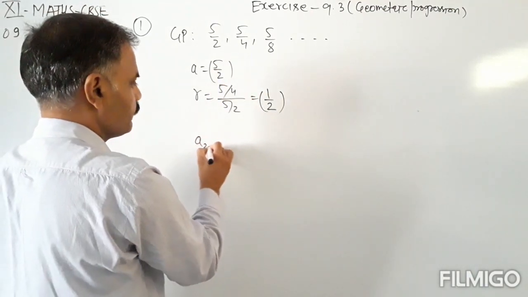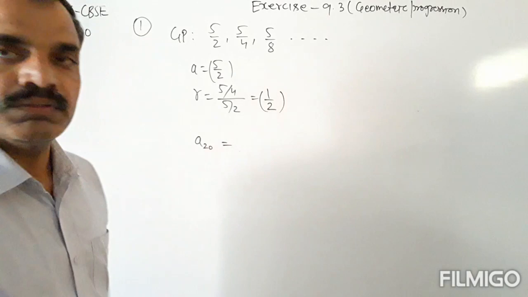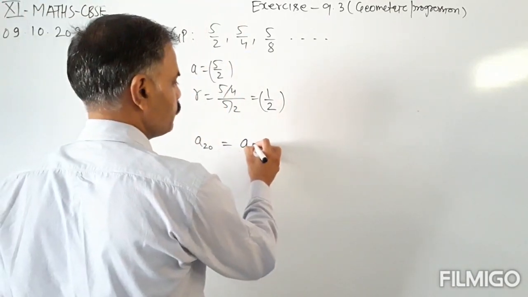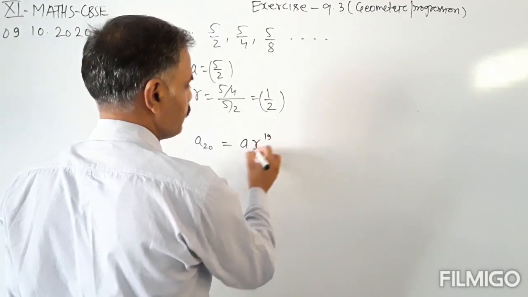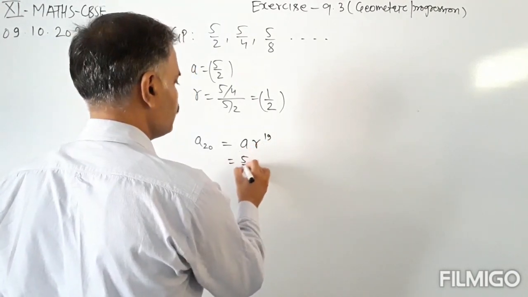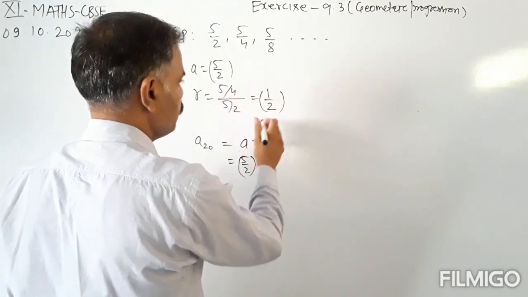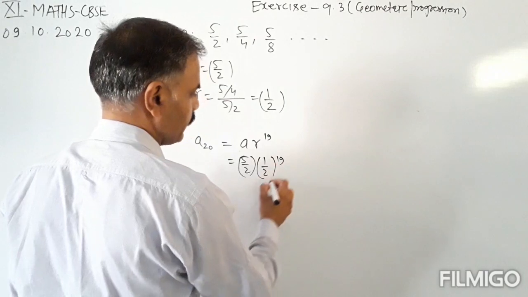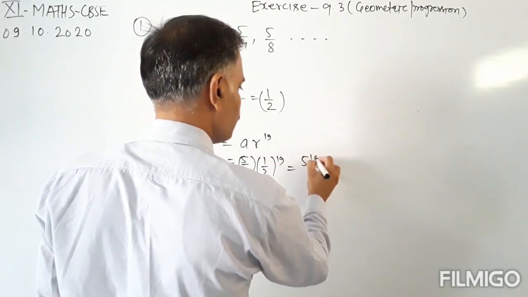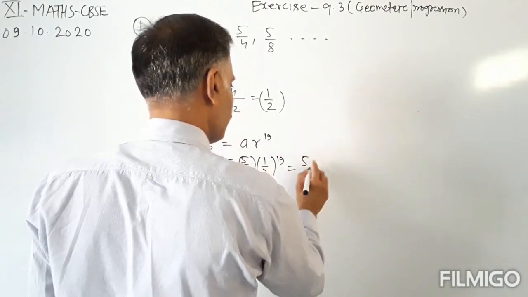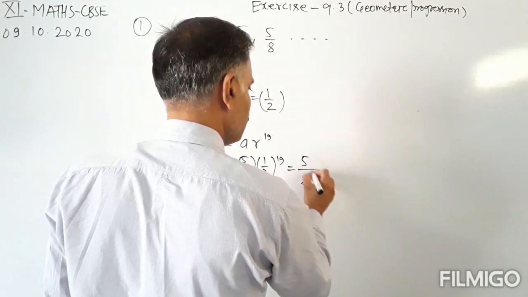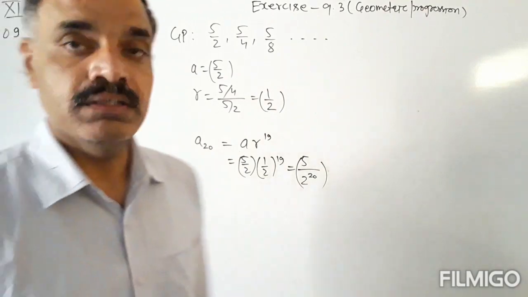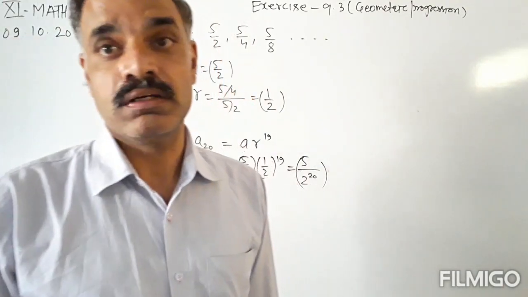So the 20th term of the GP, A20, is equal to A into R to the power 19. A means 5 by 2, R means 1 by 2 to the power 19. So this is 5 upon 2 to the power 20. This is the 20th term of the given geometric progression.